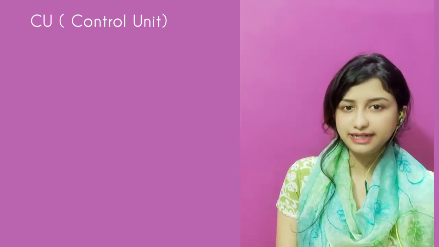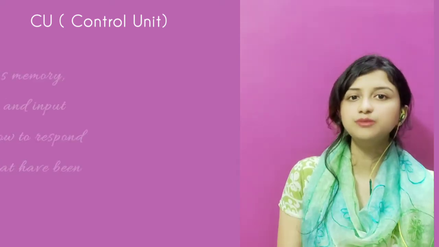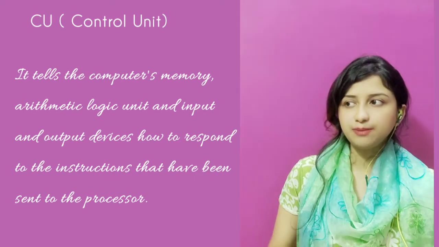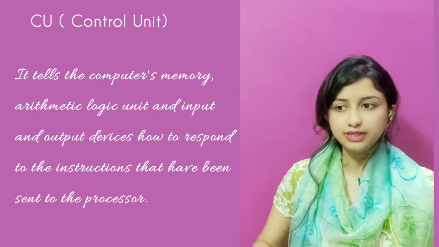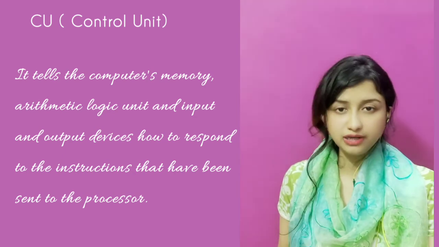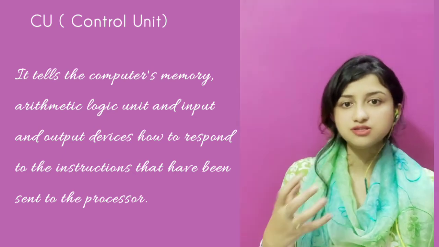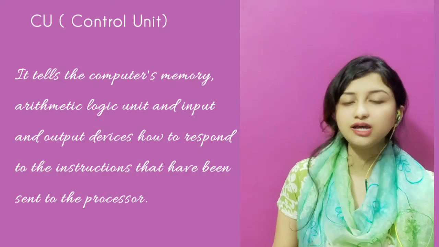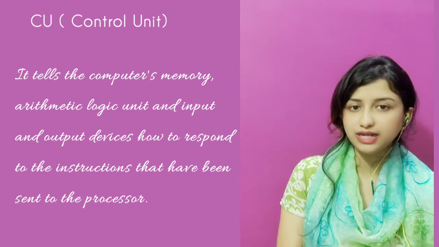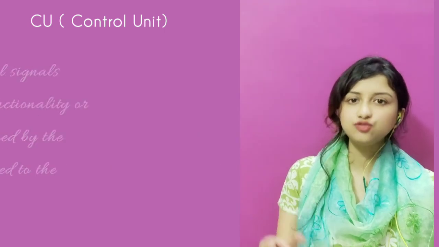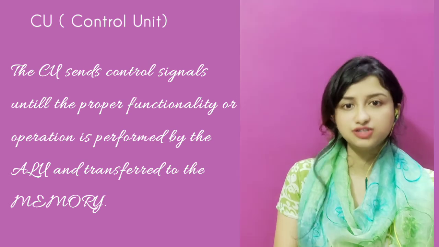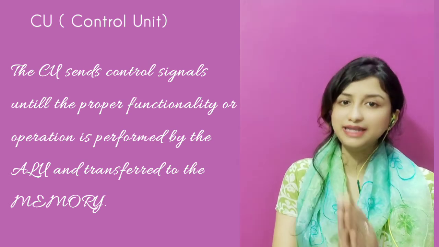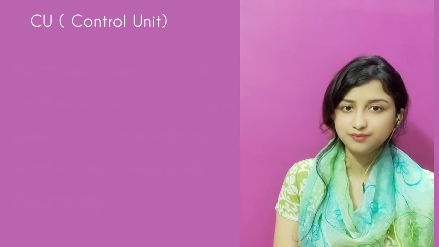The next component is the CU, the control unit. The control unit controls the functionality in the sense of how the data and information are supposed to be processed. For example, we have different scheduling tasks, scheduling in the sense of which work is to be done when. Similarly, which data has to be processed at which time and which information has to be displayed. These things are totally controlled by the CU, and the control unit also sends control signals until the proper functionality or operation is performed by the ALU and transferred to the memory.